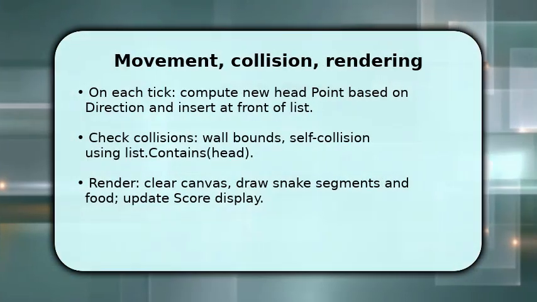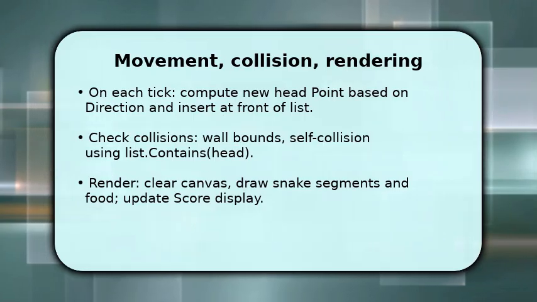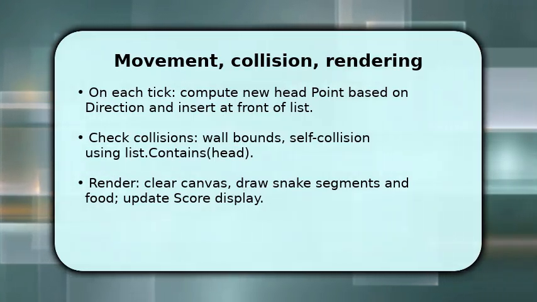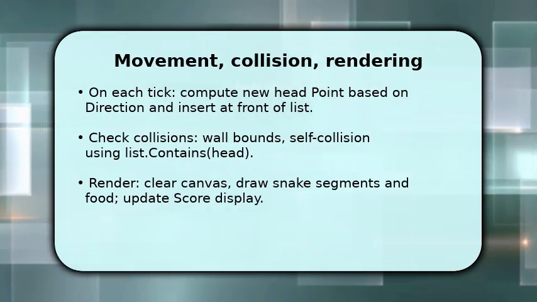You calculate movement by taking the current head and adding a vector for the direction, then insert the new head at index 0 of the snake list. Immediately check collisions. If the head is outside bounds or matches any body point, then trigger game over.